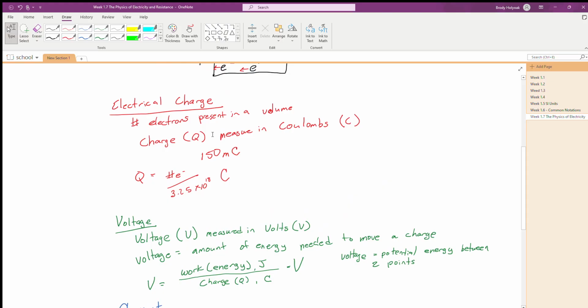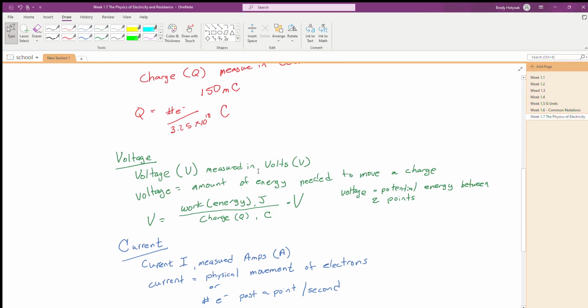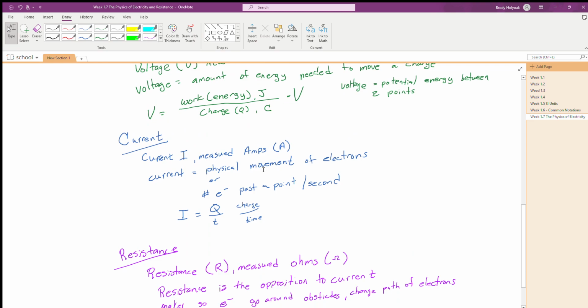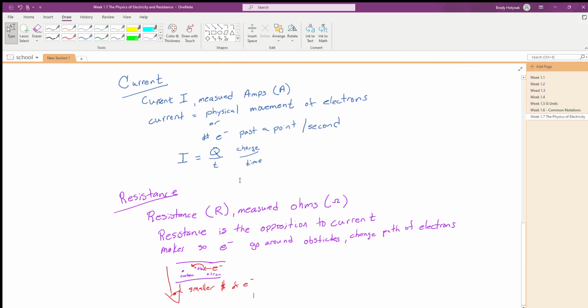So again, electrical charge, the physical number of electrons that are in a volume. Voltage is the amount of energy or work or force that is needed to move the number of electrons sitting there. The current is the physical movement of those electrons, how many of these electrons are passing a point per second. And resistance is the opposition or slowing down of the current. Easiest way to think of that is this is what we're putting in front of the path of those electrons, so they have to change course and slow down to get those different outcomes of what we want.